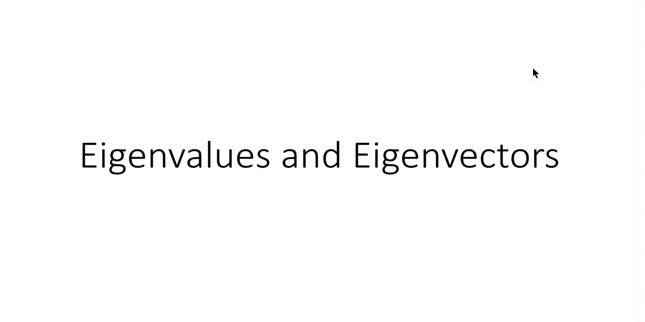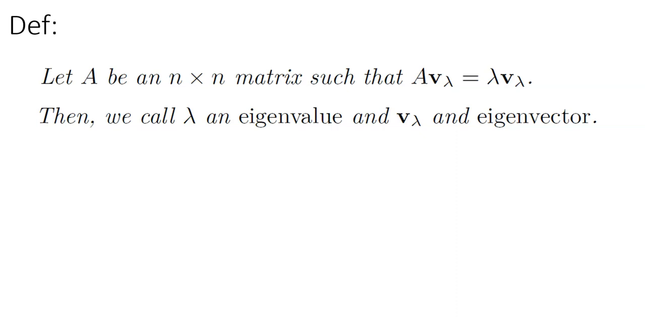Okay, so we're going to talk about eigenvalues and eigenvectors. Pretty straightforward. If A is an n by n matrix such that Av equals lambda v, then we call lambda an eigenvalue and v an eigenvector. Okay, let's look at an example.